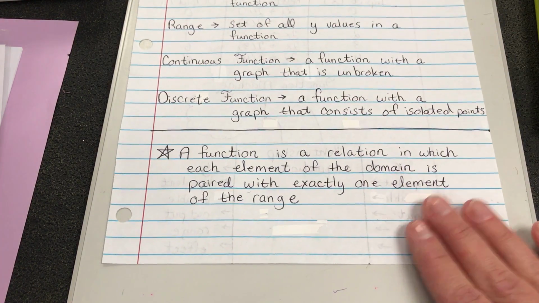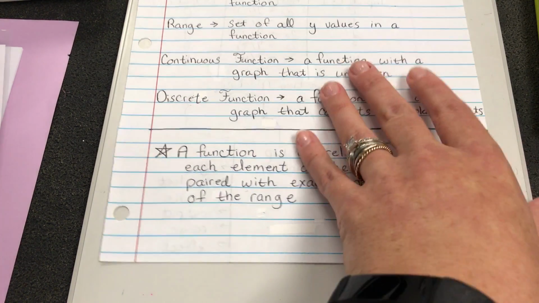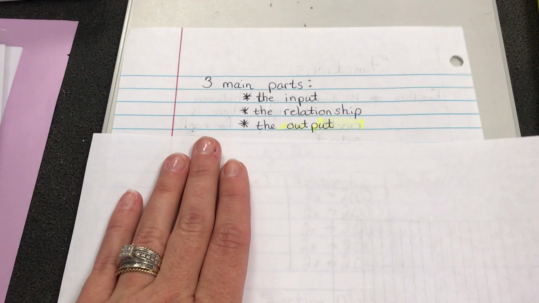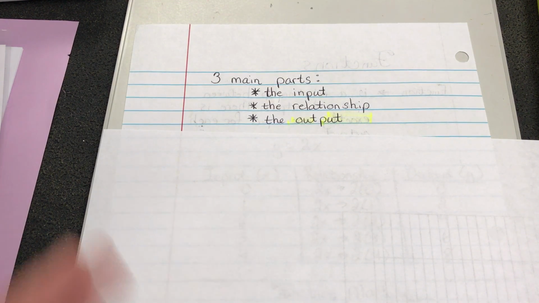So what is a function? A function is a relationship in which each element of the domain is paired with exactly one element of the range. Once again, please feel free to pause the video and catch up. All right, so there's three main parts to a function. The three main parts are the input, the relationship, and the output.